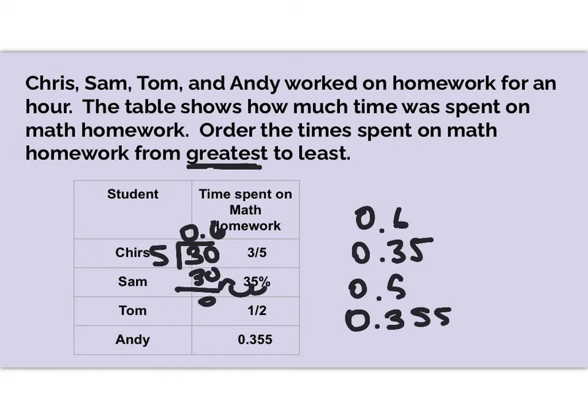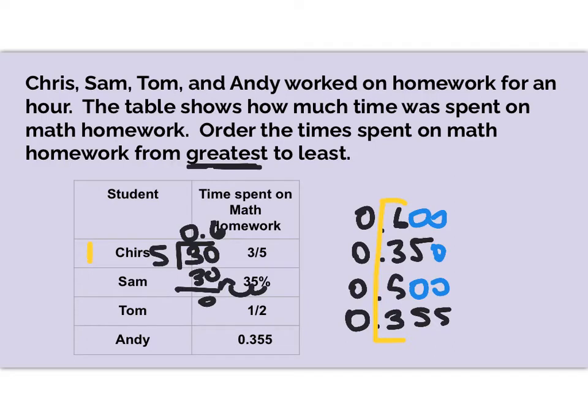So once I have them written up and the decimals are lined up, I'm going to add trailing zeros. I want the same amount of zeros for each digit. That way I can compare them. And then I'm going to look at everything behind the decimal and compare them. Well, I can tell that this 600 is the greatest number, and that is Chris. So he is number 1. He is the greatest amount of time spent on math.